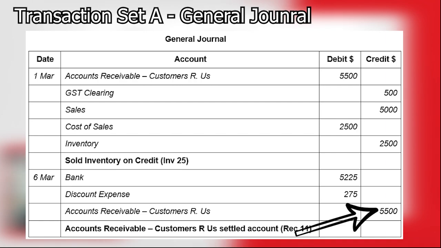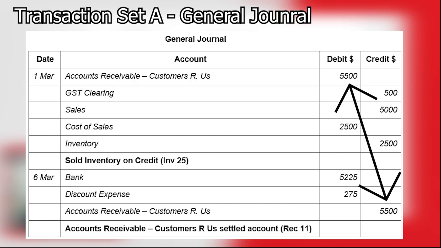So accounts receivable needs to be a credit of 5,500. So essentially we've got debit 5,500, credit 5,500. Zero. Cool. But then discount expense 275. Now discount expense is an expense. If an expense goes up, it's a debit 275. And then the remainder needs to be the bank.